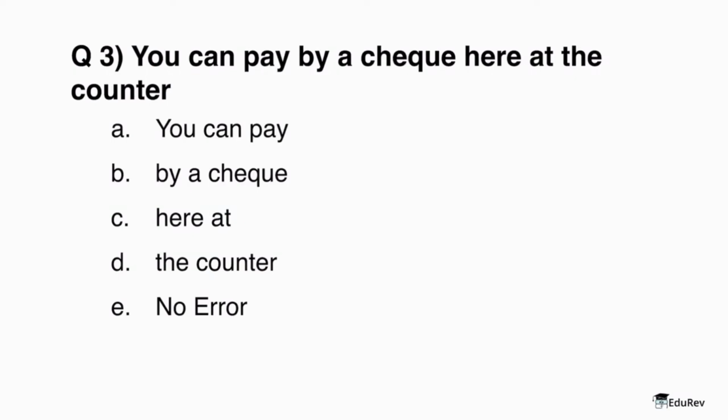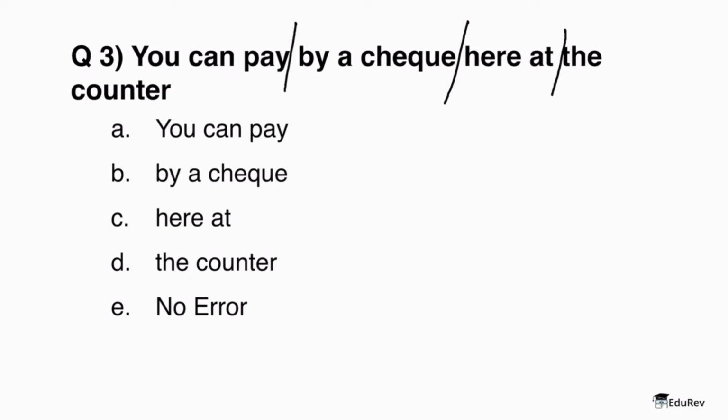So once again, pause the video right here. Great. So I hope you all have solved this answer question all by yourself by now. And if not, let's do it together. So once again, the sentence is divided into 4 parts. So you can pay is 1, by a check is 2nd, here at is 3rd, the counter is 4th.